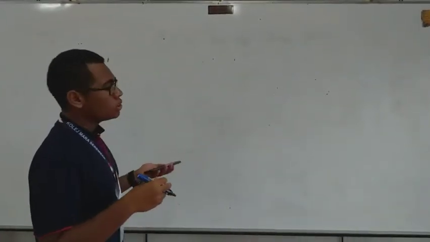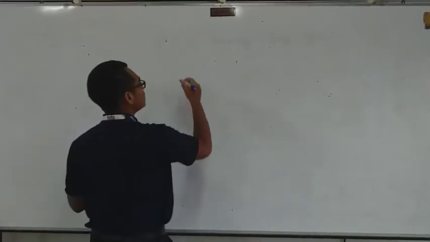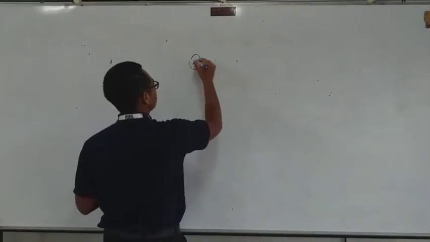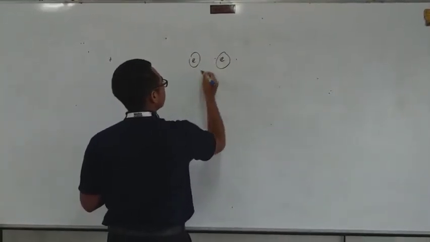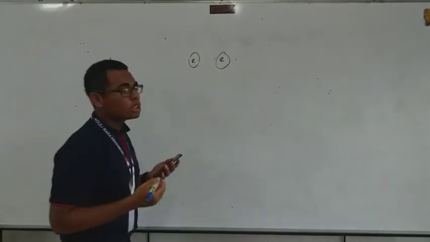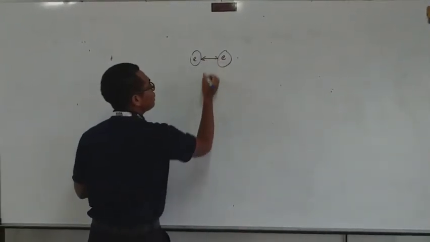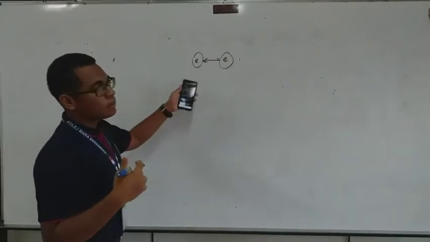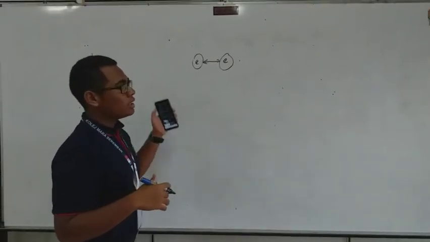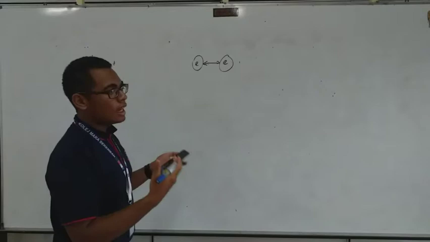I want to continue about ionic radius. The basics of ionic radius is we look at electrons. Both electrons have negative charge, so they will repel each other. This concept should be applied in the atom.